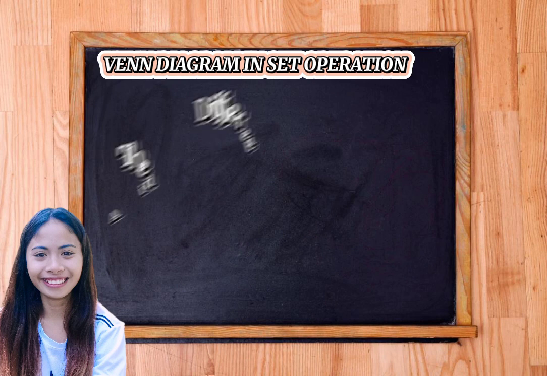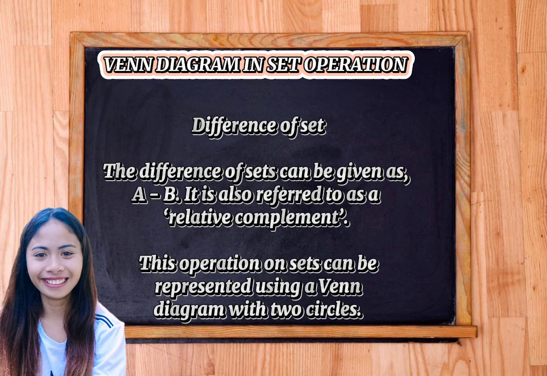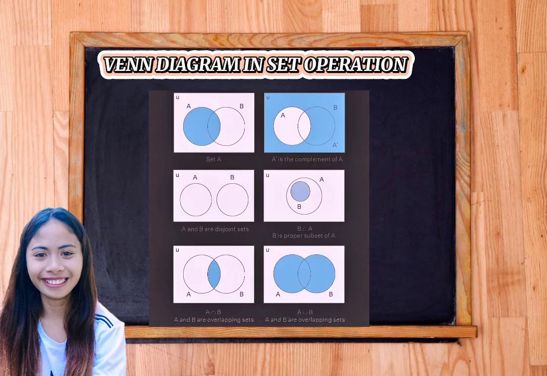And lastly, the difference of sets Venn diagram. The difference of sets can be given as set A − B. It is also referred to as the relative complement. This operation on sets can be represented using a Venn diagram with two circles. The region covered by set A, excluding the region that is common to set B, gives the difference of sets A and B. We can observe the operations on sets using the figures shown.